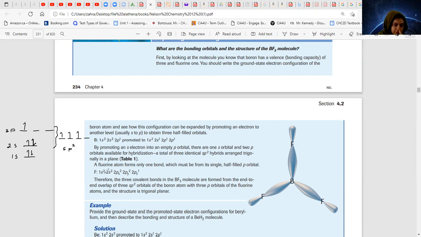And how about F? If you do F, it's going to be 1s2, 2s2, 2p5. Let me just do that here. 1s, 2s, 2p, right?